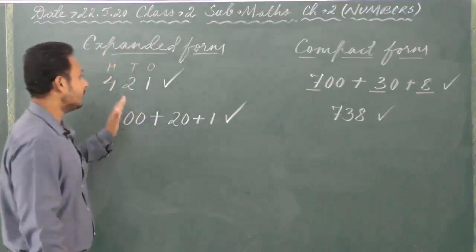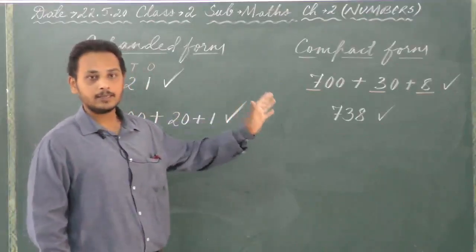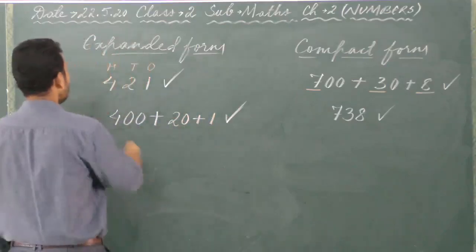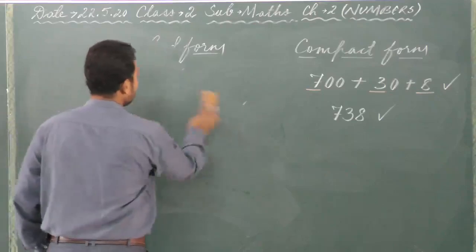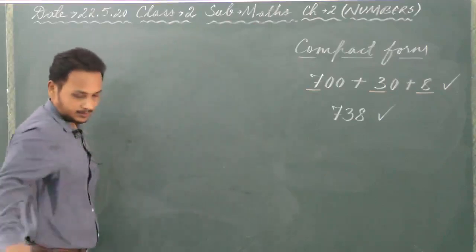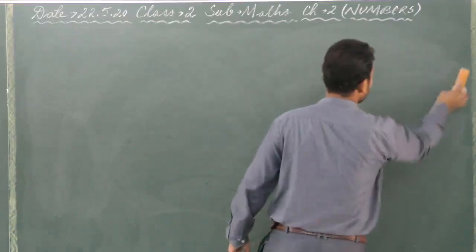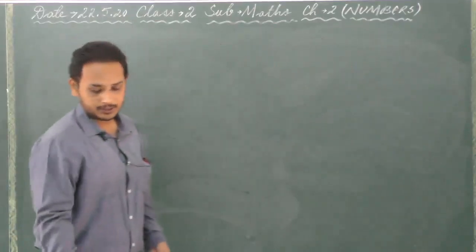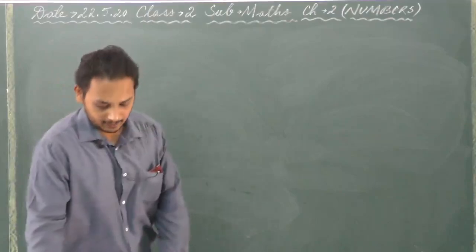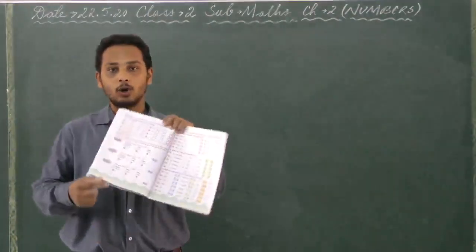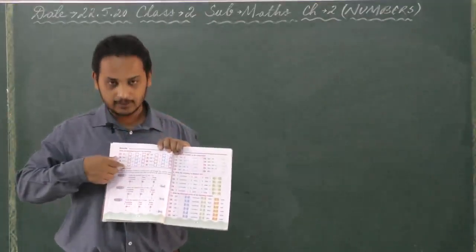Okay, so expanded form and compact form is the last topic of this chapter. Now based on these topics, you have some exercises given on page number 24 and 25. Okay, we'll practice them and then we'll come to the end of this chapter. Now once again on page number 24, as you can see on top, some exercises are given here.